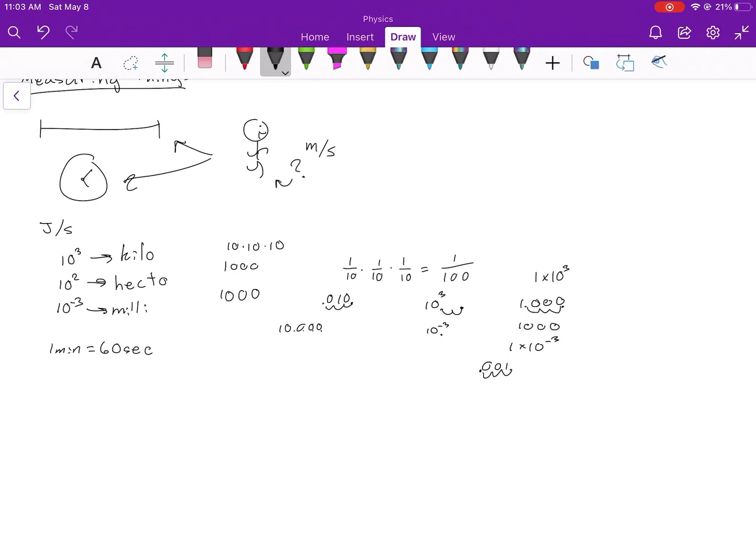Alright, let's move on to length. So how was the meter created? Well, we emitted light in a vacuum during a time interval of 1/299,792,458 of a second. And when light went through the vacuum during that time, the speed of it was exactly 299,792,458.